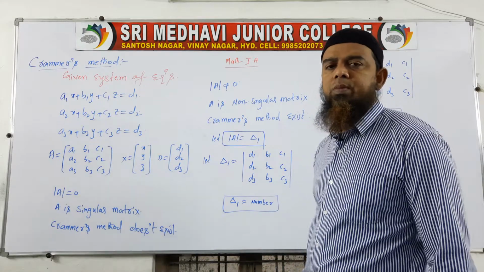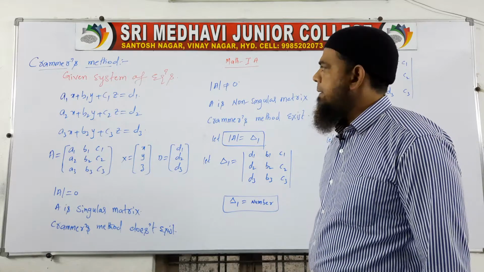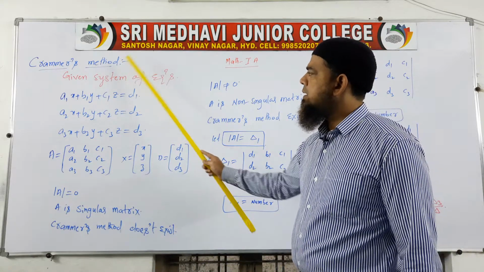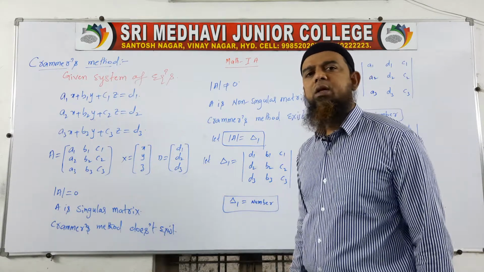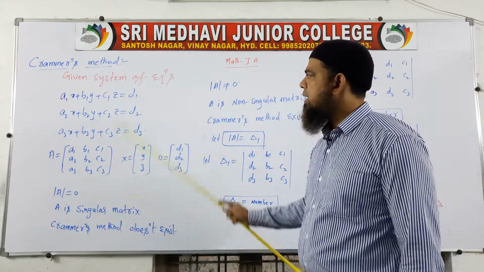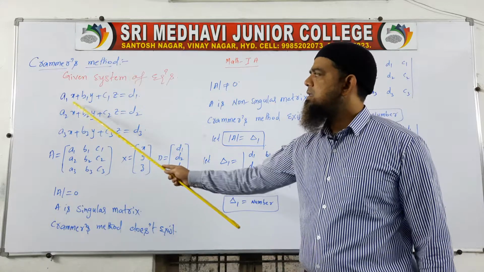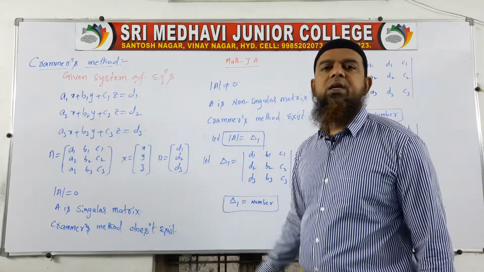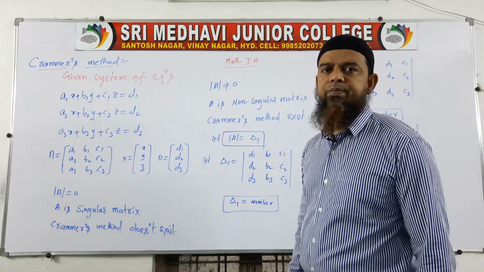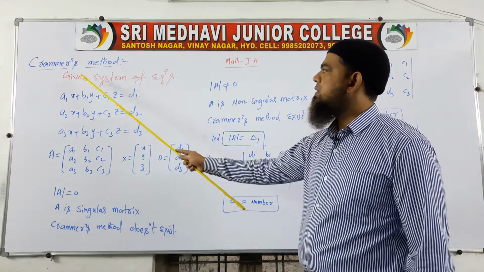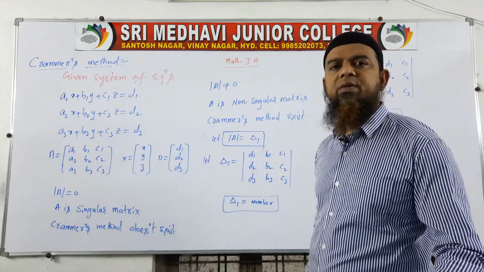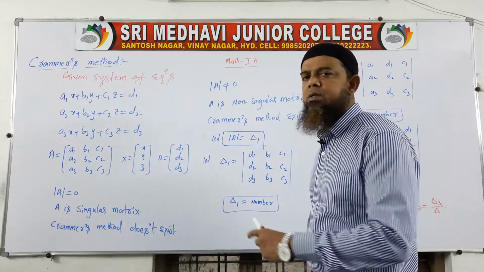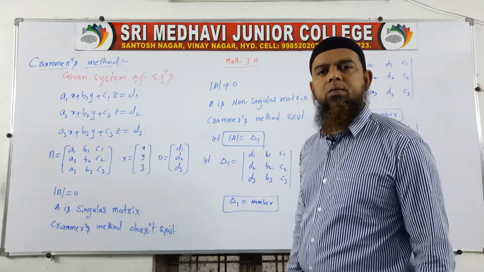How to do the problems here? See, in Cramer's method, 3 equations are given. Every time 3 equations are given, and that too in each equation the 3 terms x, y, z must be present. So first of all, this is the procedure of our problem. In the same direction, now we are going to do the problems.